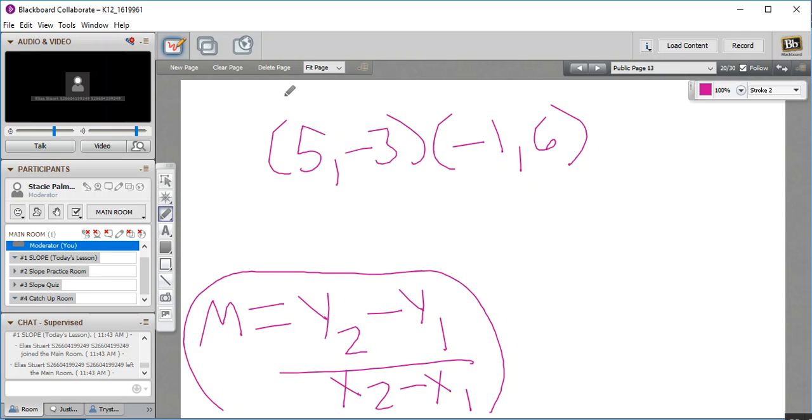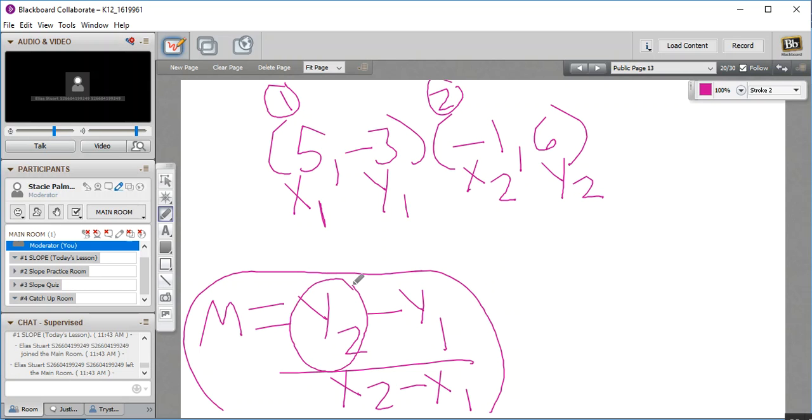So instead, we're going to use this formula. In order to use this formula, let's label our points. This is point 1, this is point 2. This is the x-coordinate of point 1. This is the y-coordinate of point 1. This is the x-coordinate of point 2. This is the y-coordinate of point 2. So now all we have to do is plug into our formula.